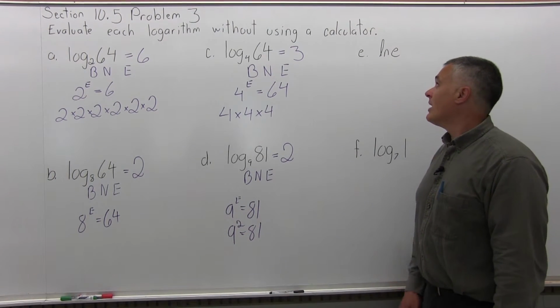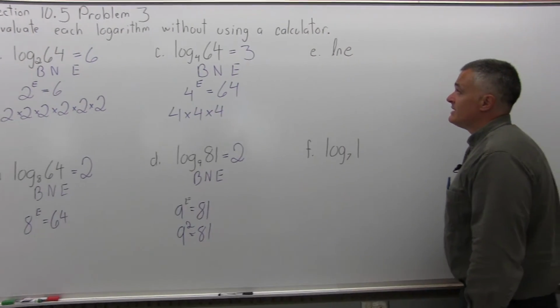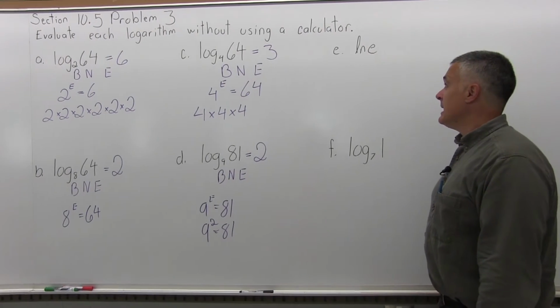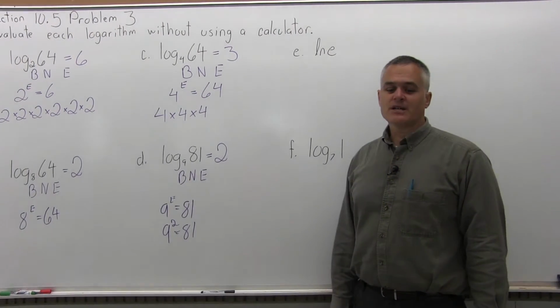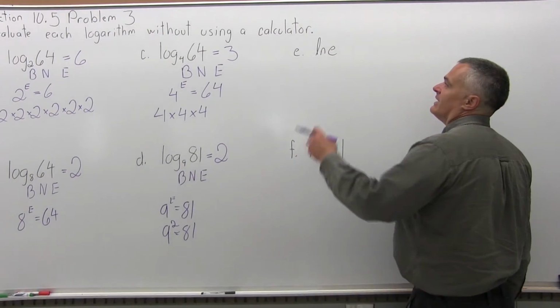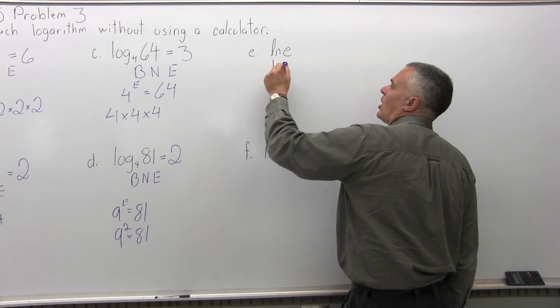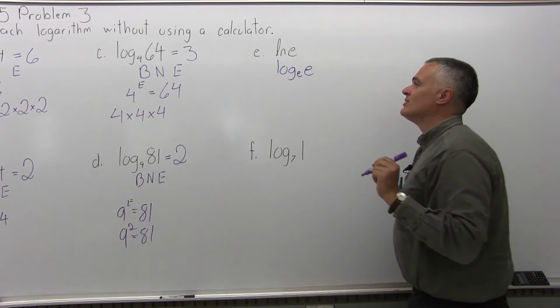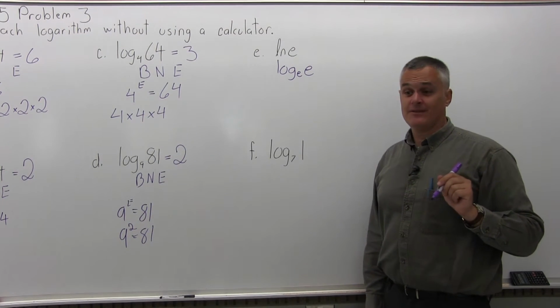And part E says ln(e). And again, ln is for natural log. Now, this one seems tougher. It's actually not tough at all. ln is an abbreviation for log base e. So what we're asking to do is solve log base e of e.